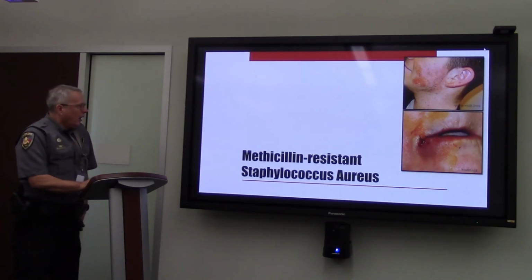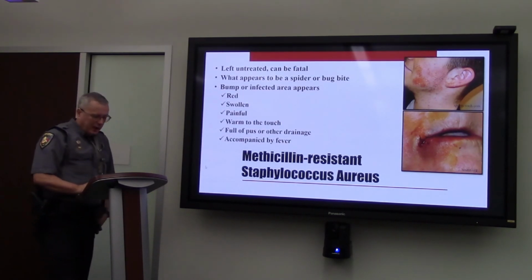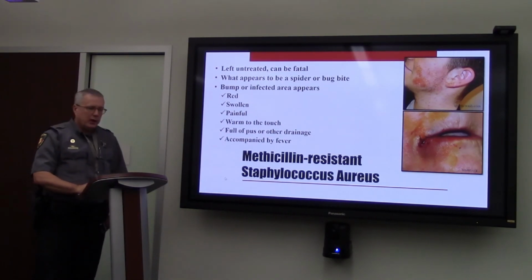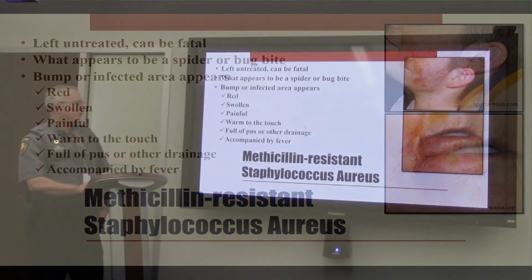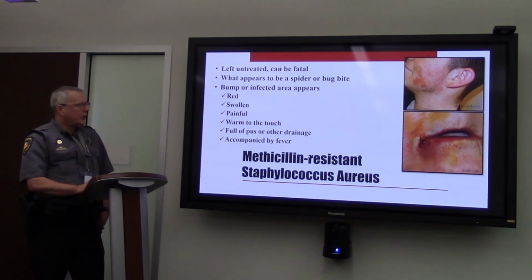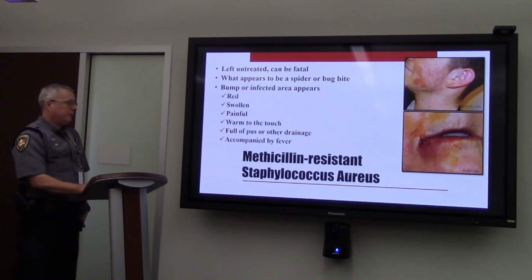The last thing we're going to talk about is methicillin-resistant Staphylococcus aureus. This is essentially just a staph infection. MRSA is a normally occurring bug that's all around us. If I were to go around and start culturing people's skin, probably everybody in this room at some point has Staphylococcus aureus somewhere on their skin. Some people, for whatever reason, end up with skin infections from MRSA that can become pretty severe.